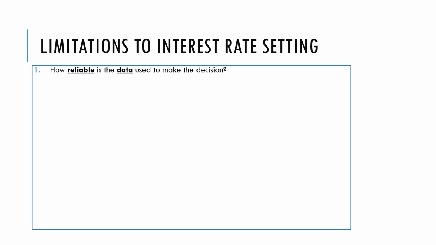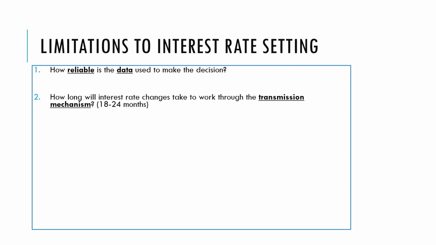The first one is the MPC have to make a decision based on lots of data, but we might question how reliable that data is, the quality of it, and how much weighting each item of data should have. Secondly, the transmission mechanism that we went through, all those changes within the economy, typically take 2 years to fully play out. So the MPC have to ask themselves, right, what did we change 2 years ago? Has that effect been borne out in the economy? And if we change things now, we have to bear in mind it's going to take another 2 years for the full effects to be seen.